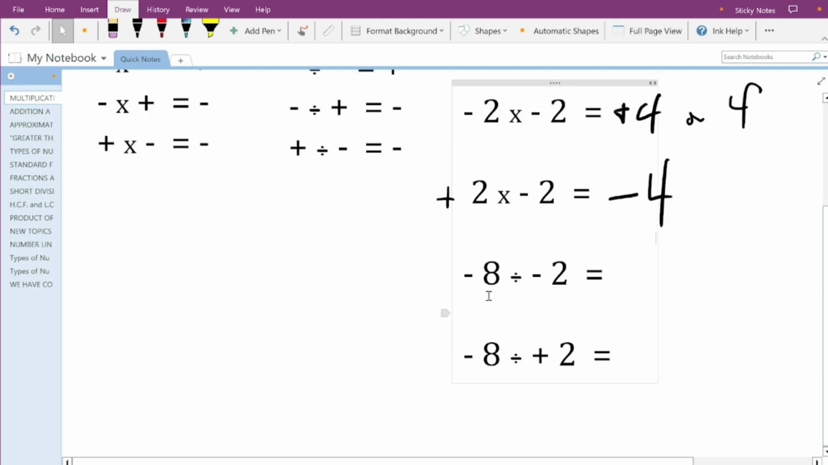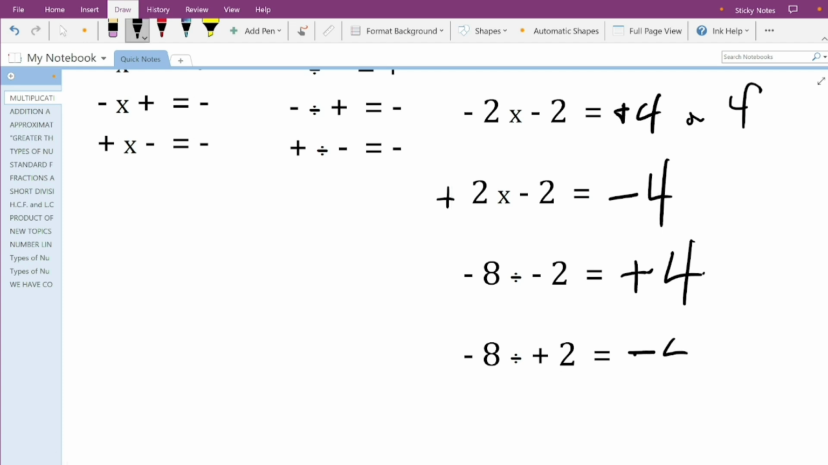For the third question, we have minus 8 divided by minus 2. You know, we said when it's division, minus divided by minus, the outcome is always plus. So we have it as plus. Then we can now go 8 divided by 2. 8 divided by 2 is 4. For this question, we have minus 8 divided by plus 2. We go for the sign first. Minus divided by plus, two different signs. The outcome is always minus. Then we have 8 divided by 2, that's 4. So the answer to this is minus 4.